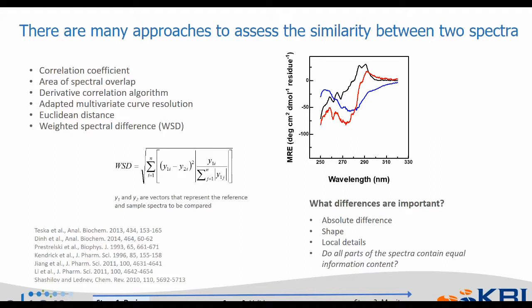spectral difference. As we consider what type of numerical approach is best suited to the type of experiment we're running, it's important to think about what types of spectral differences are important. Is it the absolute difference between two spectra that we're most interested in? Is it differences in their shapes? Is it the local details, the fine structure? What we settled on when we were going through this assessment was the fact that not all parts of the spectra contain equal information content. And therefore, we felt that the weighted spectral difference, because it could handle situations with different signals, it would apply different weighting. We felt that that was a good approach.